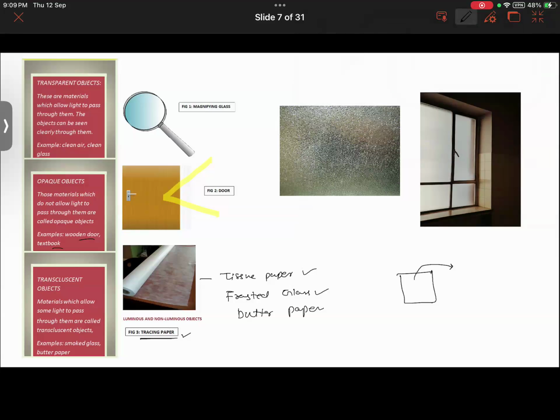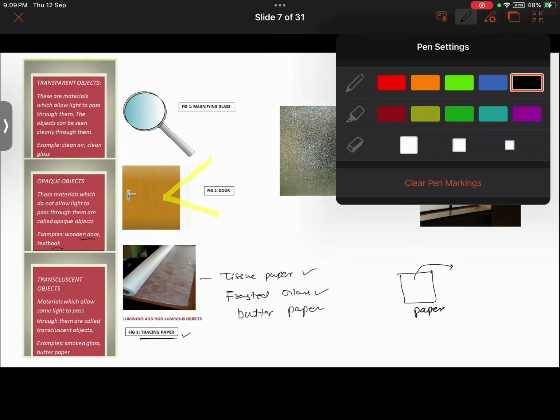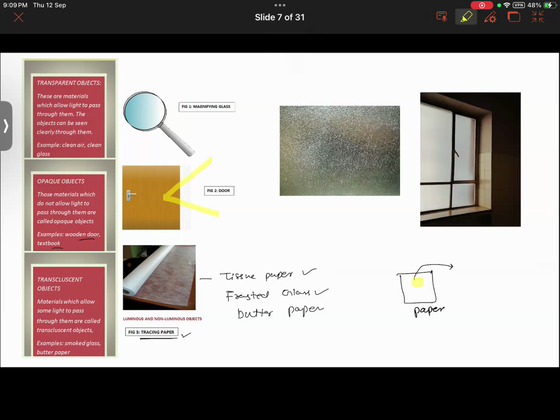Answer the question, like you have this paper. Say this is an opaque paper. To make it translucent, simply put some oil on it. As simple as that. Just put some drops of oil on this, and now it will become translucent. So hope it is clear.